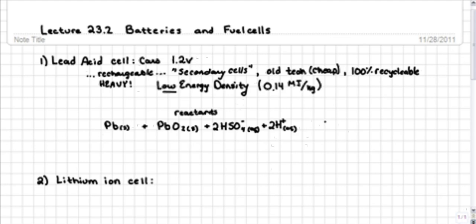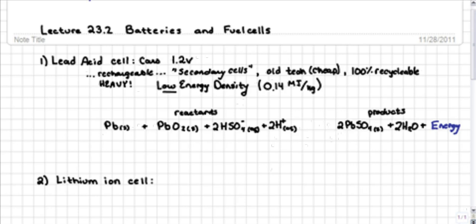And we also have on the product side these things. We have 2 lead sulfates, 2 PbSO4, and these are solid. And we have 2 waters. And then we have the very important energy that is released. This is a process that, as reactants are converted into products, produces energy.